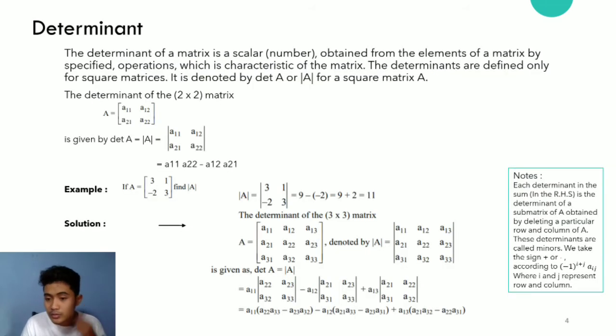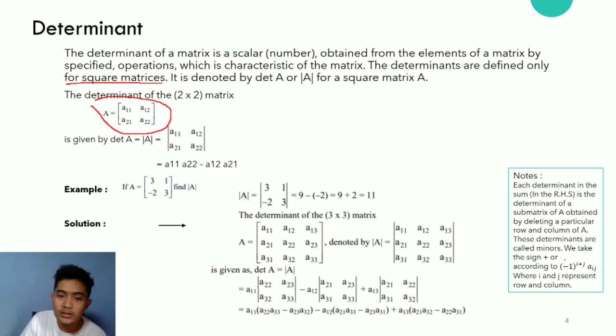And 2 is determinant. The determinant of a matrix is a scalar number obtained from the elements of the matrix by a specific operation with its characteristics of the matrix. Determinants are defined only for square matrices. It is denoted by det A or like this for a square matrix A. The determinant of the 2 times 2 matrix is like this, and is given by det A equals a11 a22 minus a12 a21.